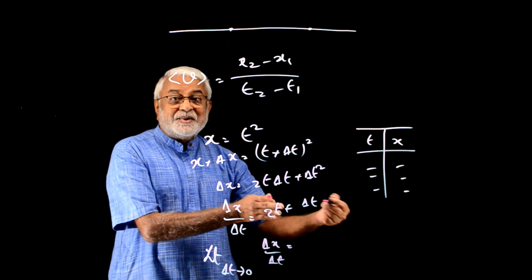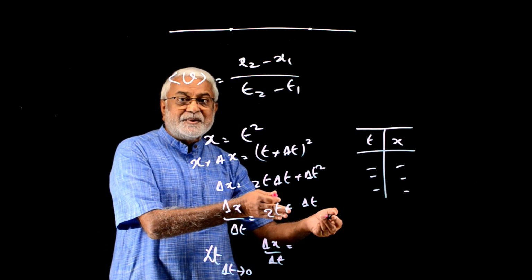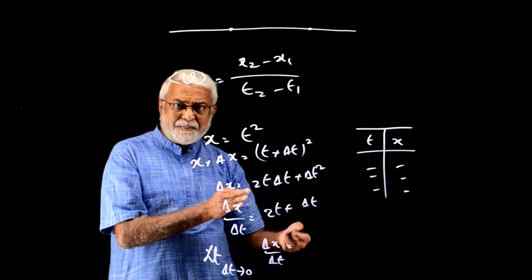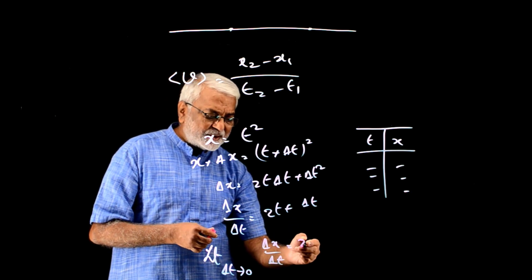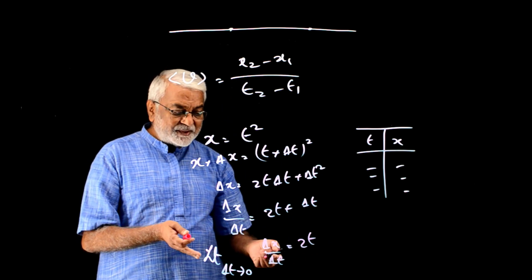Well, we put 0 on the right hand. On the left hand side, we are saying delta t tends to 0. On the right hand side, we put that as 0. So this is a kind of an approximation. This is 2t. So there we are. We got the velocity at any instant of time.